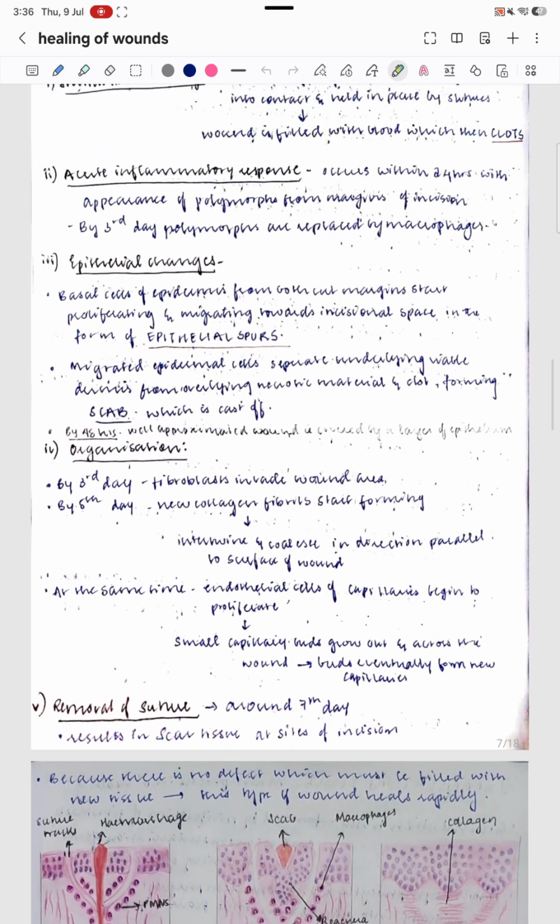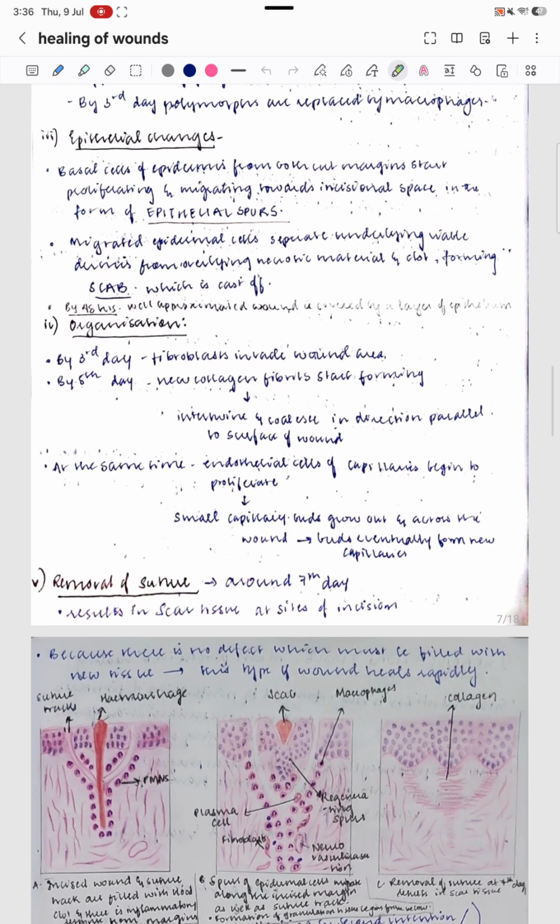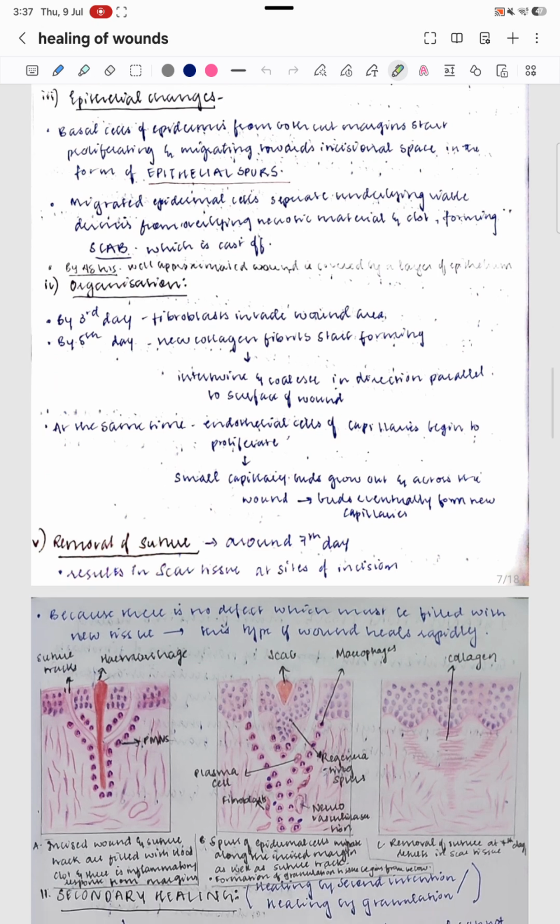So once your epithelial changes occur, epithelial spurs form, then scab is formed, scab wards off, and the epithelial layer covers the tissue, then your fibroblasts invade beneath the epithelium, and then these fibroblasts form collagen. The collagen gets intertwined and it coalesces in a parallel direction.